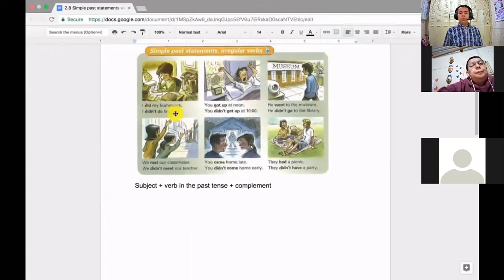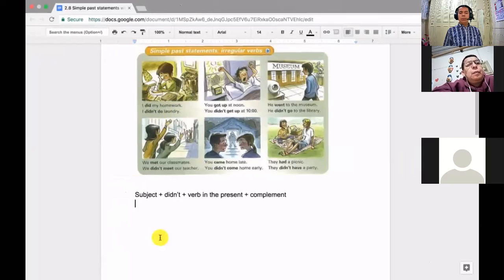I did my homework. First, we add the subject I. Then we include the verb in the past tense, did. Finally, we add a complement, homework.